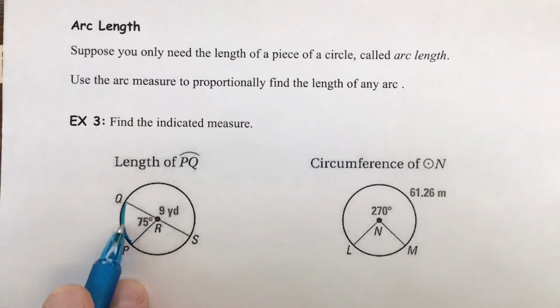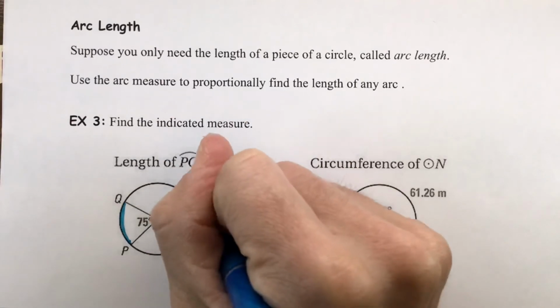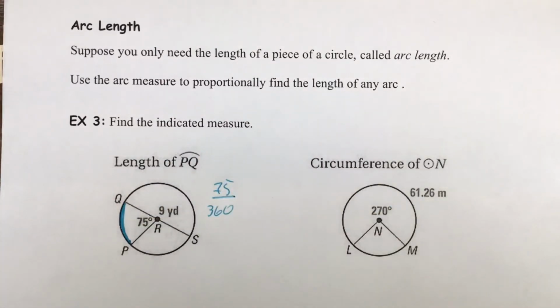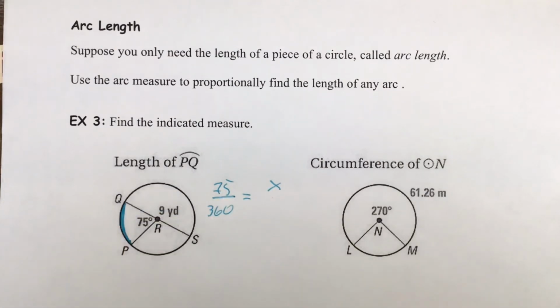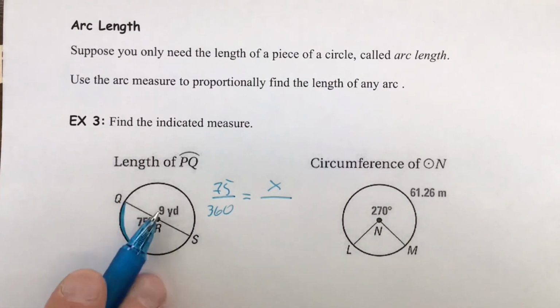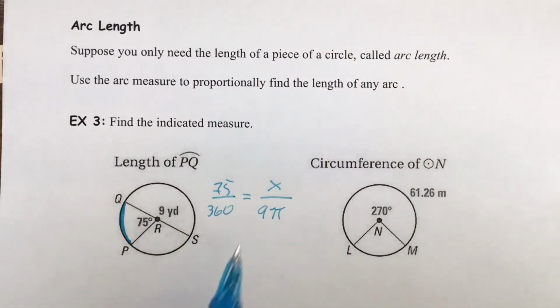Okay, that arc length, that piece of the circle, is going to be 75 parts out of 360 parts of the whole circle. So what we could do is set up a proportion. We could take 75 over 360, which could reduce, but if you're going to use a calculator, don't worry about it. We're going to take 75 out of 360 and set it equal to x, where x is going to be the length of PQ, divided by the circumference, the total length around the figure, which would correspond to the 360 degrees. Okay, to calculate the circumference of this circle, we do have a diameter of 9. So the circumference is going to be 9 pi. All right, and with some cross products, we can solve for x.